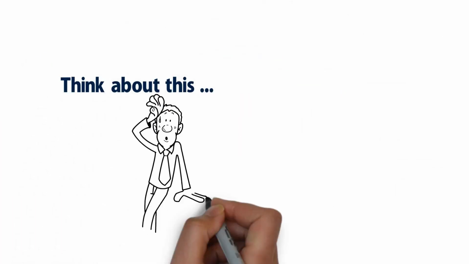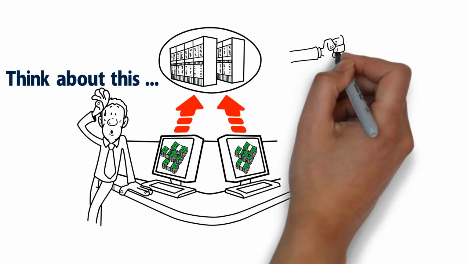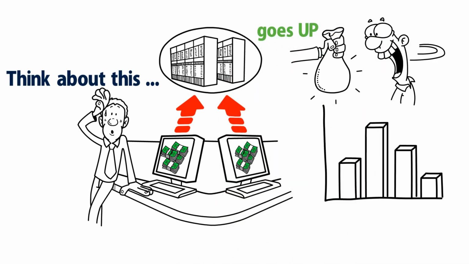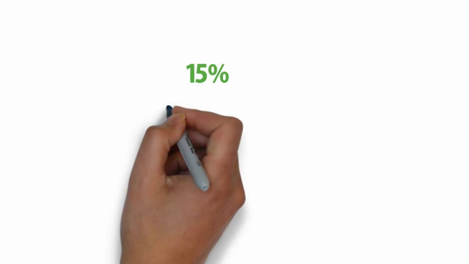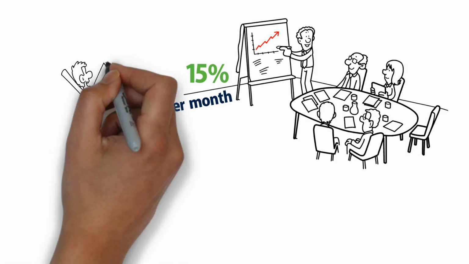Think about this. If you buy a stock, you can only make money when the stock goes up. What if you can make money when the stock goes up, down, or stays in a very specific range? With our 15% per month non-directional trading strategies, you will learn exactly how to accomplish this.